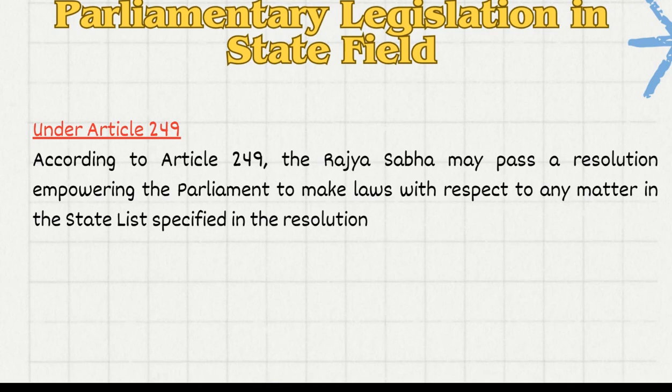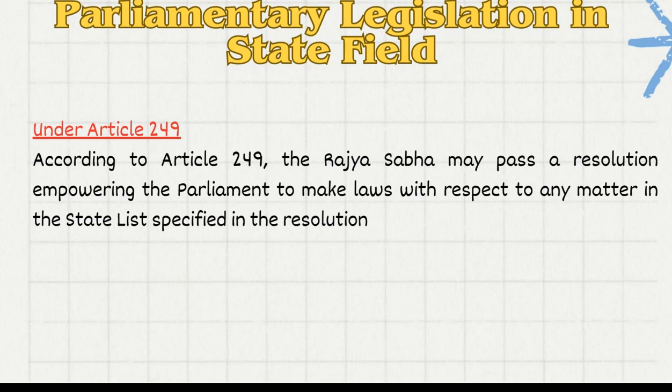Number 1, under Article 249. Number 2, under Article 250. Number 3, under Article 252. Number 4, in order to implement an international treaty. And finally, in case of a state emergency or imposition of President's rule in a state. Now, let us first look at Article 249.